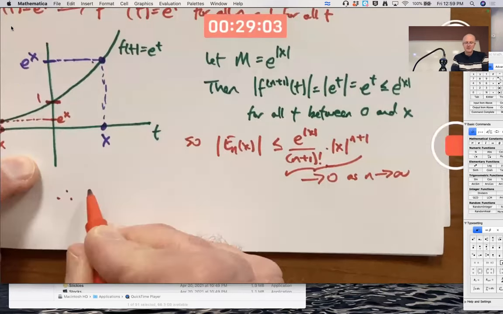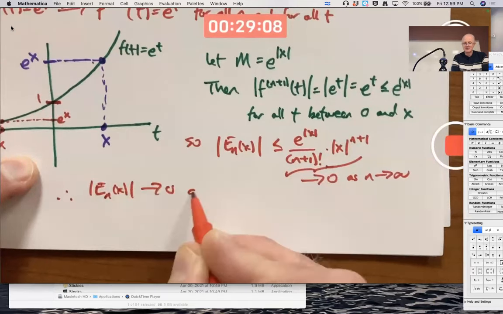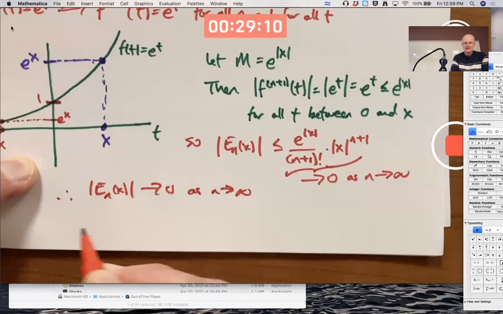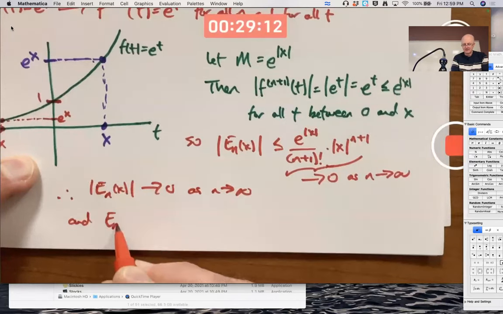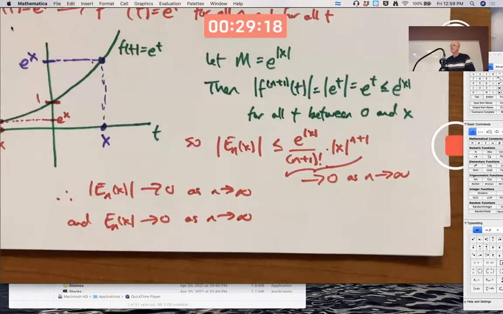Which means, therefore, the absolute value of the error E_n of x goes to 0 as n goes to infinity, and E_n of x itself goes to 0 as n goes to infinity. And that does the proof. Okay, so it's not just that the series converges, which could be confirmed with the ratio test. It's that it converges to e to the x.